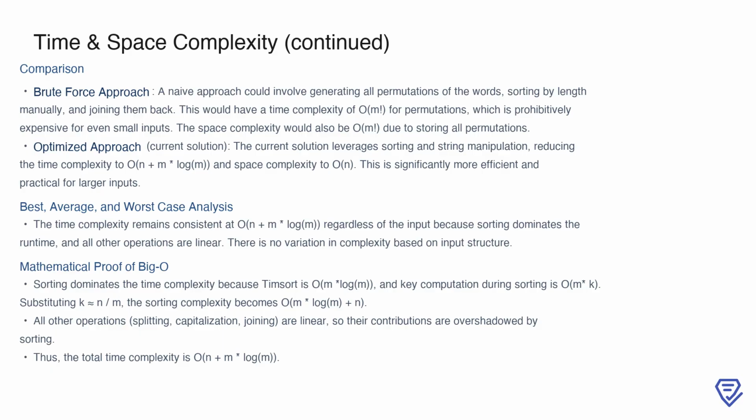Mathematically, sorting's complexity of O(m * log m) plus n stems from timsort and key computation, while all other operations are linear and do not impact the overall big O. Therefore, the total time complexity is O(n + m * log m).